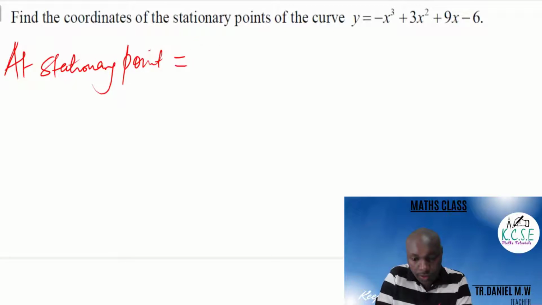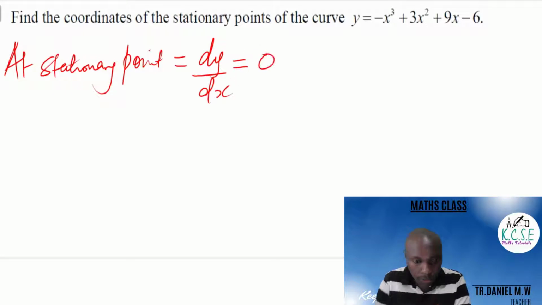the derivative of y, which is the gradient function, is equal to 0. At a stationary point, the derivative of y, which is the gradient function, is equal to 0. So what you're supposed to do is take this equation and find the gradient function of this equation. So you differentiate this function with respect to x. This is what you're supposed to get when you do that.